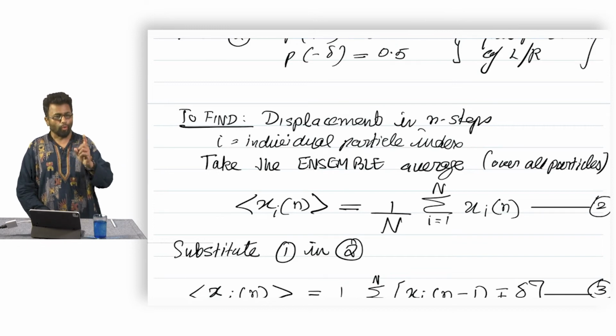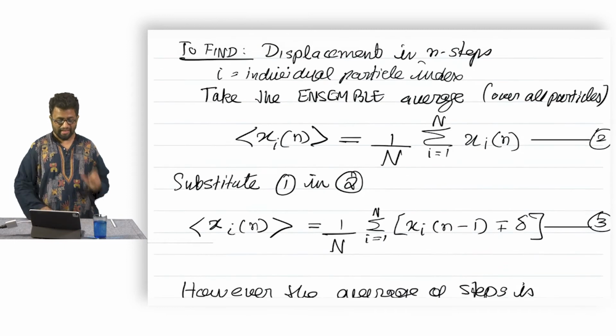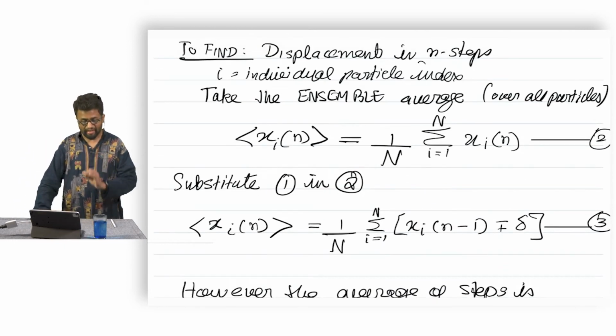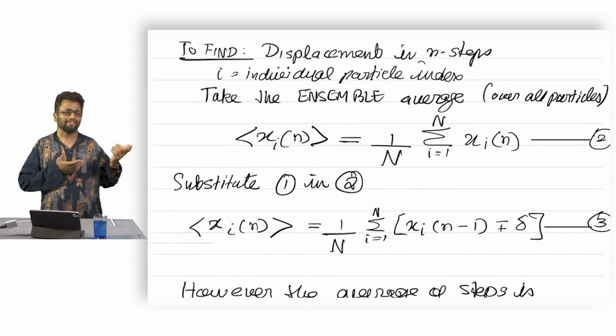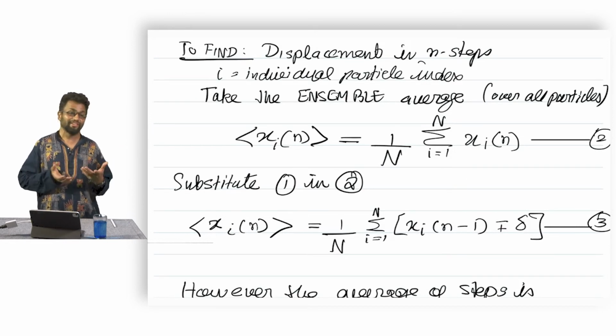And so, in order to know mathematically, to come back to the science, what is the displacement in n steps, we need to consider N individual particles and take the ensemble average over all particles, because of course, maybe this drunkard was really stupid, so he or she did not get home, but the third drunkard maybe gets home.